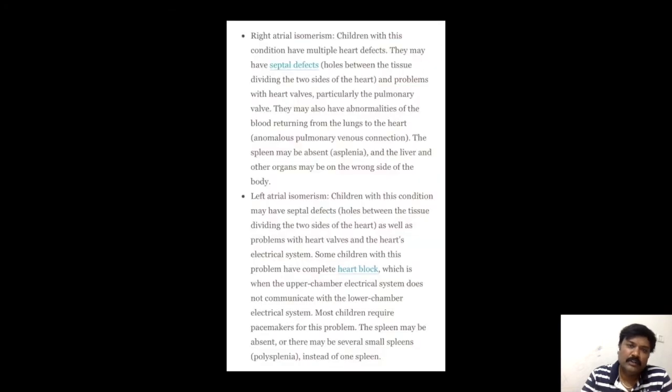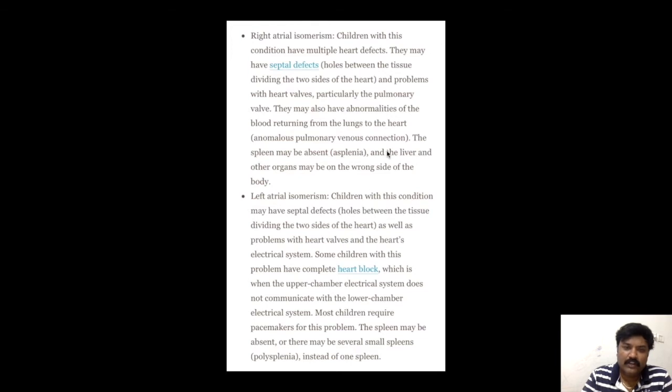There is an entity called heterotaxy, which includes a complex cardiac defect, and it is divided into right atrial isomerism and left atrial isomerism. It consists of multiple findings. To simplify it, in right atrial isomerism, there will be abnormal left-sided structures. By that I mean there will be anomalous pulmonary venous connection. Usually the pulmonary veins join the left atrium; there will be some abnormality in that, or there can be an absent spleen.